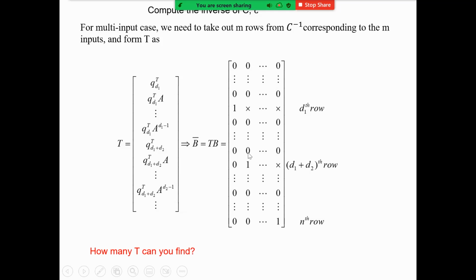Now, from this whole computation procedure, how many T can you find? Are there multiple ways to get T, or is there only one transformation matrix? There is only one way. You follow a strict order: constructing C, then there is only one way to get the C inverse, and only one way to construct T. So there is only one solution to get the controllable canonical form.